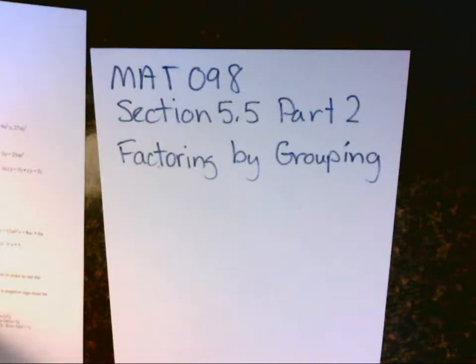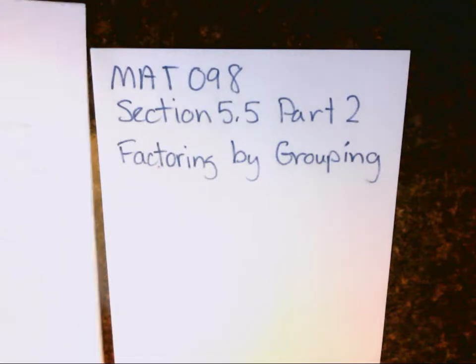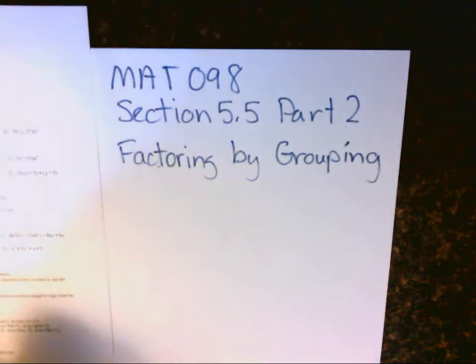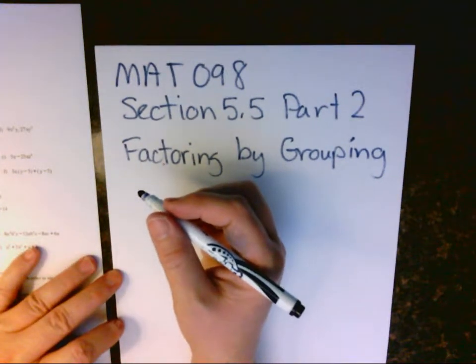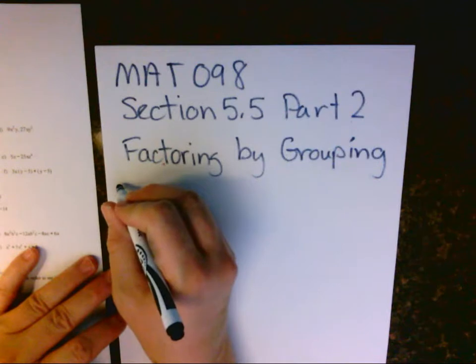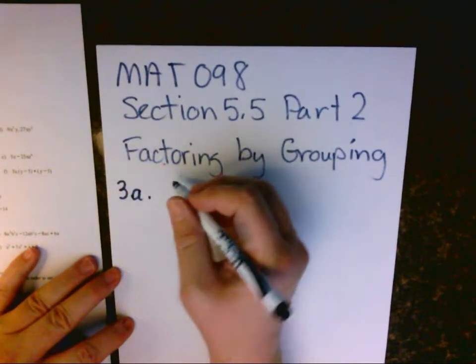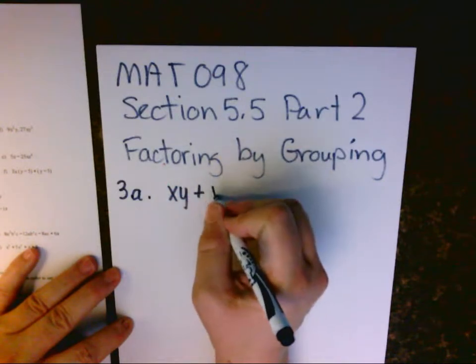Okay, let's get started with the second part of section 5.5. This part has to do with factoring by grouping. And in order to do grouping, you have to remember everything that you just learned about common factors. To do grouping allows us to group things so that they have a common factor. So if you're told to factor something like this, factoring by grouping almost always has 4 terms in it.